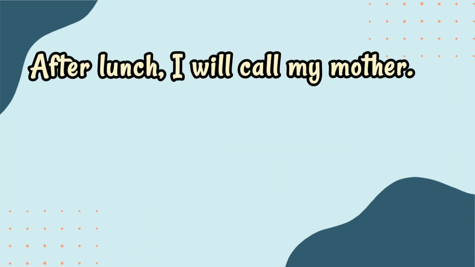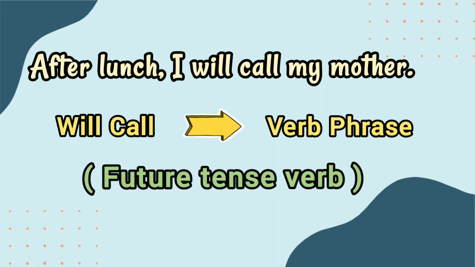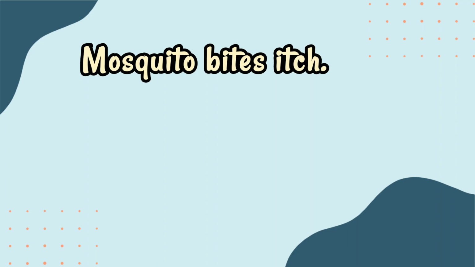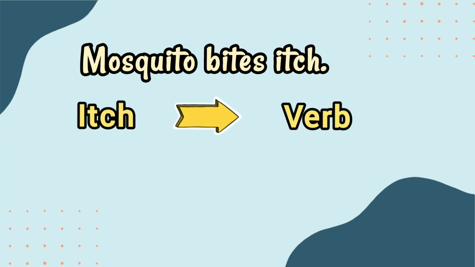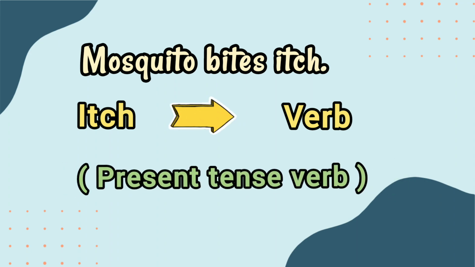After lunch, I will call my mother. In this sentence, will call is the verb phrase. It shows that something will happen in the future, so it is a future tense verb. Mosquito bites itch. In this sentence, itch is the verb. It shows a current state of being, so it is a present tense verb.